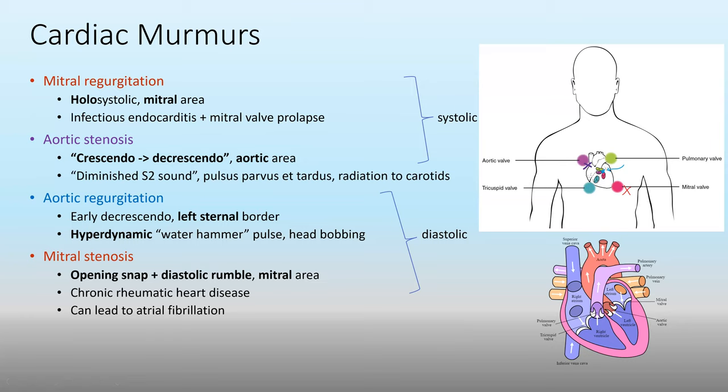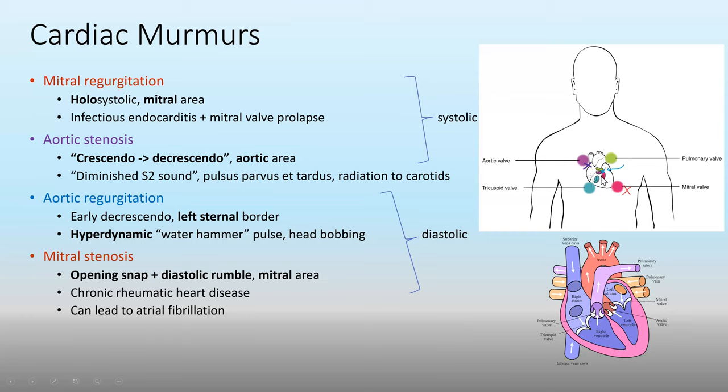So it's an early decrescendo because it starts at its peak, it regurgitates, and then the valve recaptures the blood and it stops. And so it's an early decrescendo as opposed to a crescendo-decrescendo. But the left sternal border is the location instead of the right sternal border because the blood is regurgitating back a little bit. So it is this same aortic area in the sense that it's because of the aortic valve, but the location may be a little different.